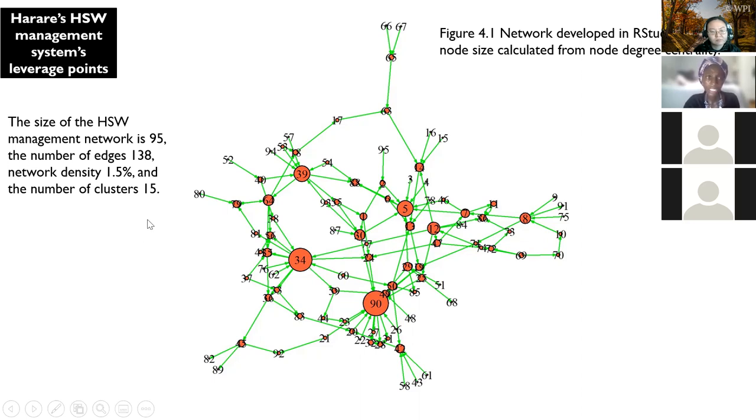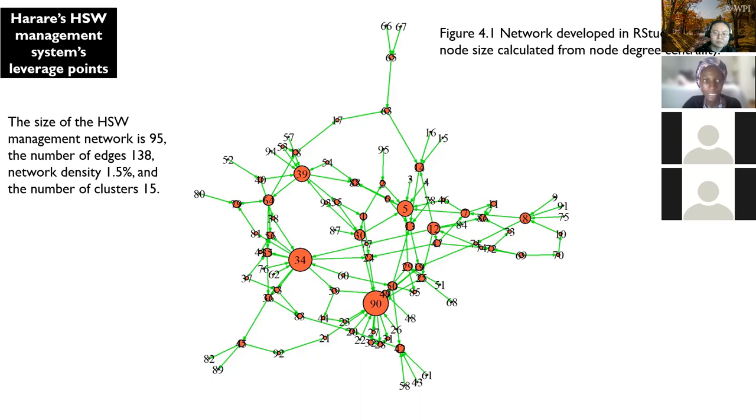Generally, the network size was 95, which means that we identified 95 major issues in literature. The number of edges, that is, the number of relationships that existed between those issues, was 138. The network density is 1.5%, and the number of clusters is 15. The number of clusters means the number of separate groups of issues that we find in the network.